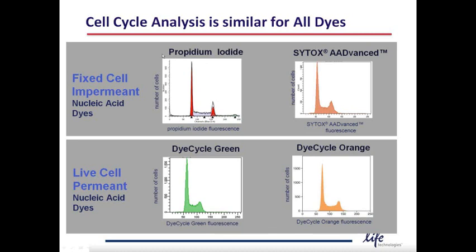So in this case, on the top we can see two very common fixed cell stains, propidium iodide and Cytox Advanced, that again show the very typical histogram that you would expect to see with the G0, G1 phase shown on the left side of the histogram, the S phase with the cells that are in the process of duplicating their DNA, and on the right-hand side, those G2M phase cells that have duplicated DNA already. And that's true for the propidium iodide and Cytox Advanced. On the bottom, we have two dyes that are typically used for live cell staining, DyeCycle green and DyeCycle orange.